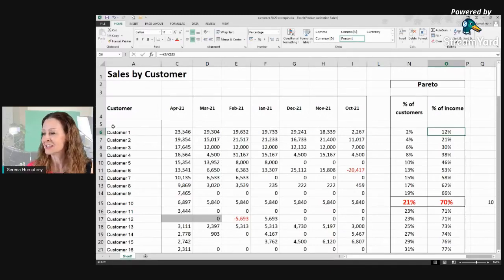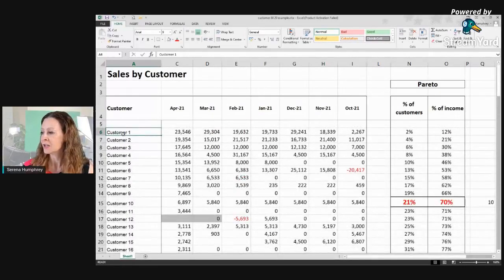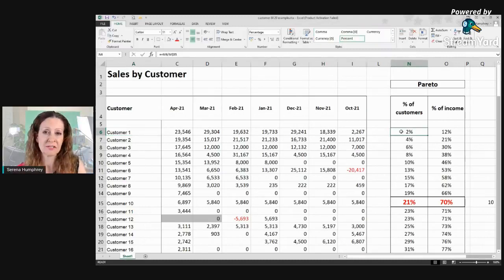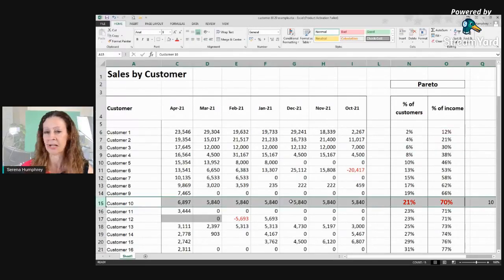So let's take an example here then. Customer one, we can see, and so you know we have got 50 customers in this list. Customer one is clearly 2% of the customers, but they themselves are making up 12% of our income in total. And we follow that logic down to this point here where we can see our top 10 customers are making up 70% of our income.